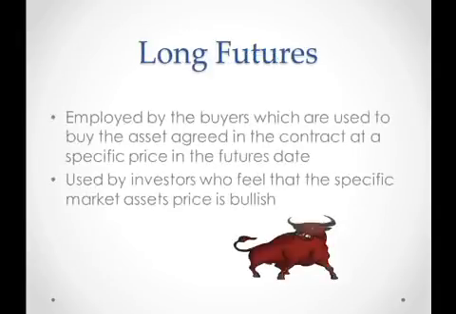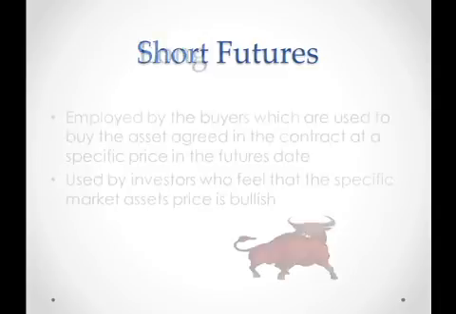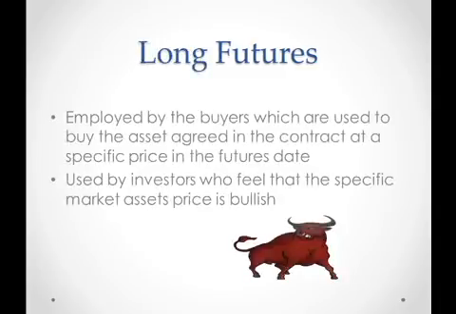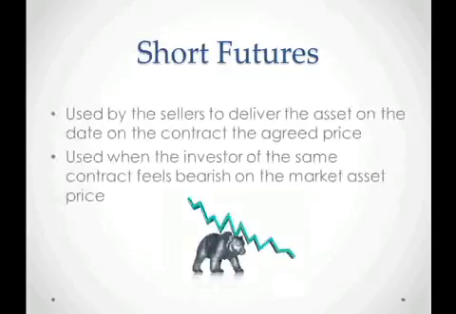Long futures are employed by the buyers, which are used to buy the asset agreed in the contract at a specific price in the future's date. This is used by investors who feel that the specific market asset price is bullish. Or in other words, is bullish regarding the current state of the market assets prices. Short futures are used by the sellers to deliver the asset on the date on the contract on the agreed price. The investors may use this term as the investor of the same contract feels bearish on the market asset price.